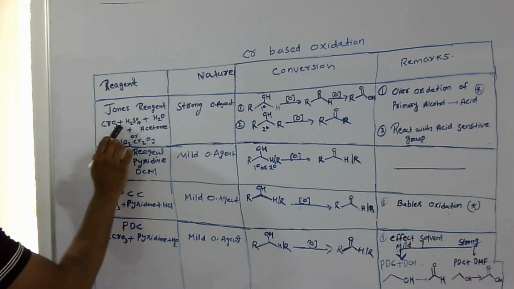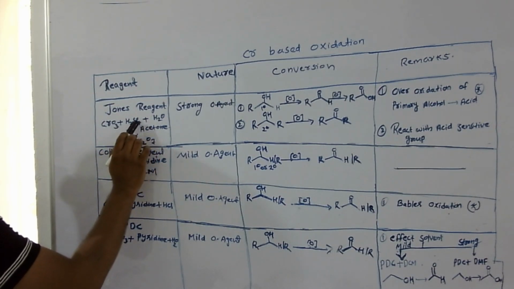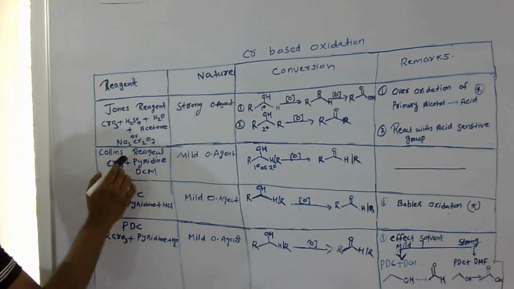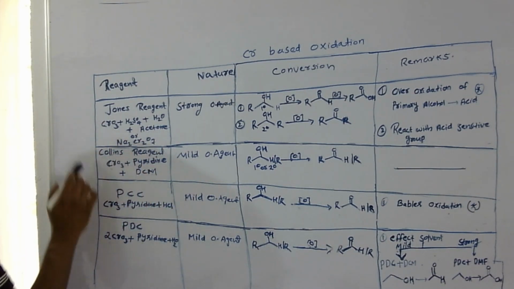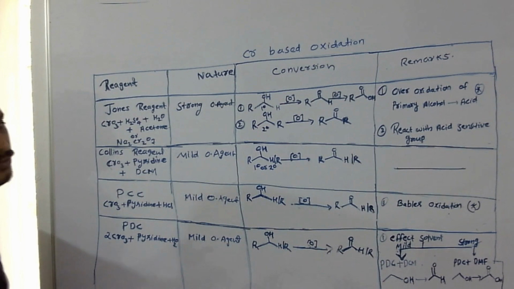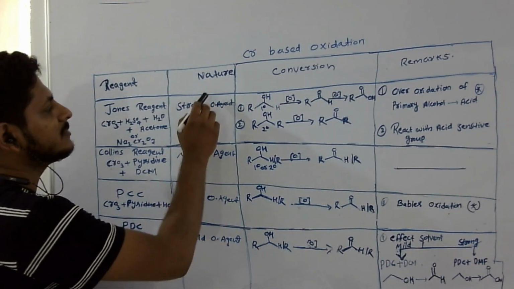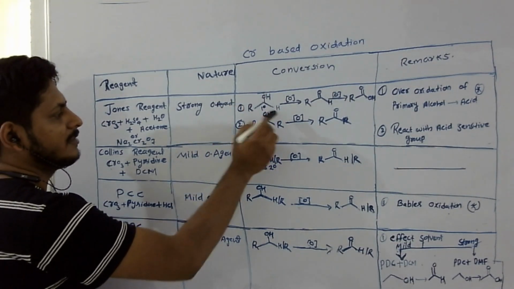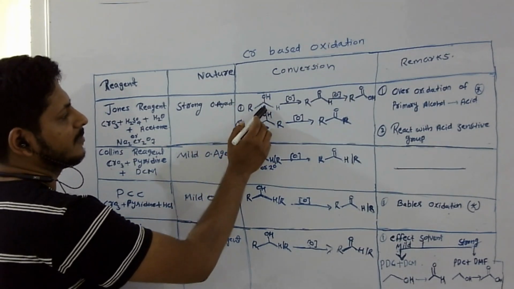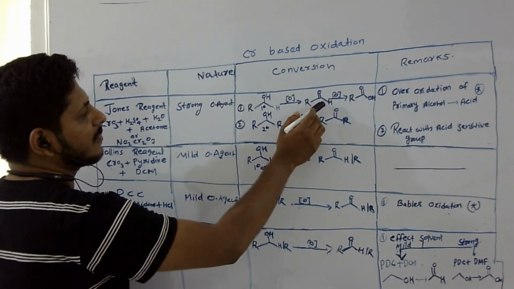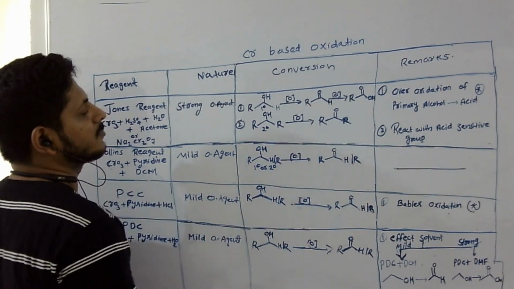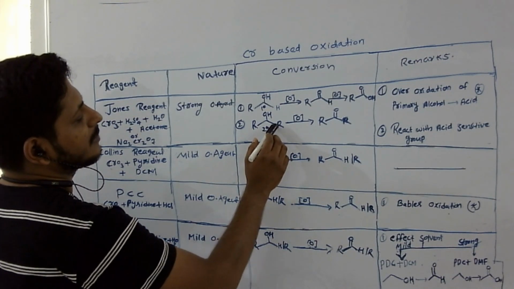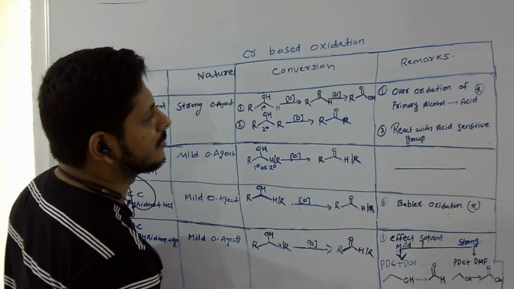Jones reagent is CrO3 plus H2SO4 plus H2O, with acetone as a solvent. Otherwise, you can also write it as H2Cr2O7, which is another form of Jones reagent. The nature of Jones reagent is that it is a powerful and strong oxidizing agent. Since it is a strong oxidizing agent, it will convert primary alcohol to aldehyde, and thereafter it will over-oxidize to carboxylic acid. Secondly, it will oxidize secondary alcohol to ketone.